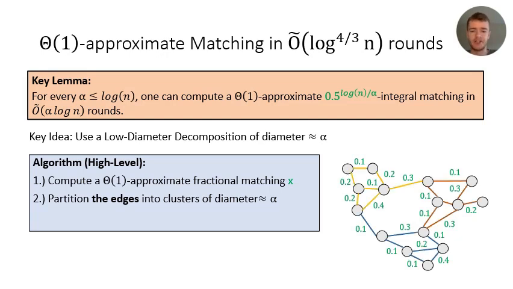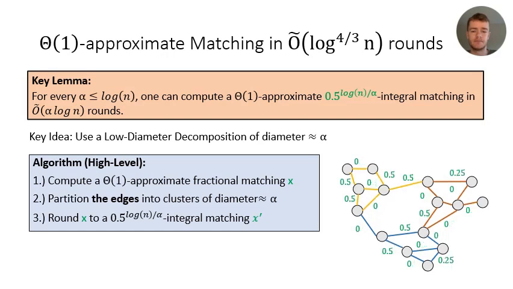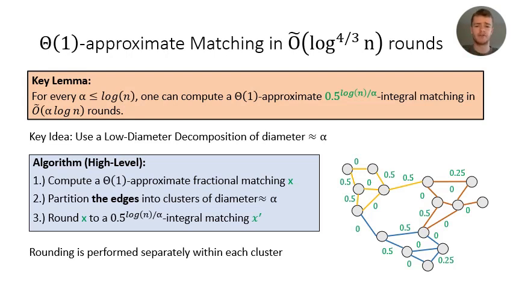Okay, so here we have a partition into 3 clusters. And in the third step, we use this partition to round x to a 0.5 to the log n over alpha integral matching x prime. The rounding, so step 3, is performed in such a way that each cluster rounds its own edges, so it's responsible for rounding its own edges, without looking at the fractional values assigned to edges outside its cluster. So inside each cluster, we have a brute force computation, which computes this matching x prime for the edges inside the cluster, independent of what is outside.